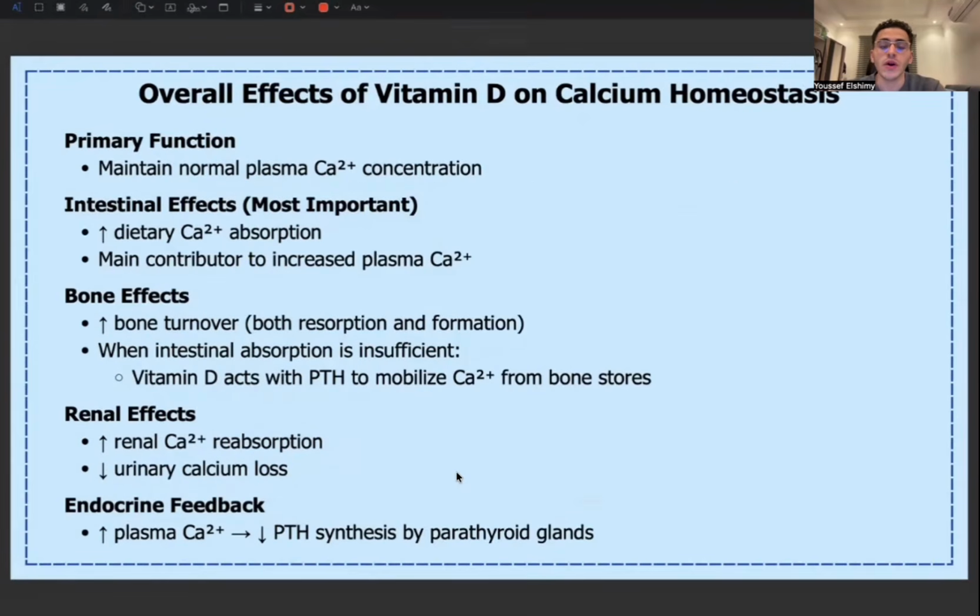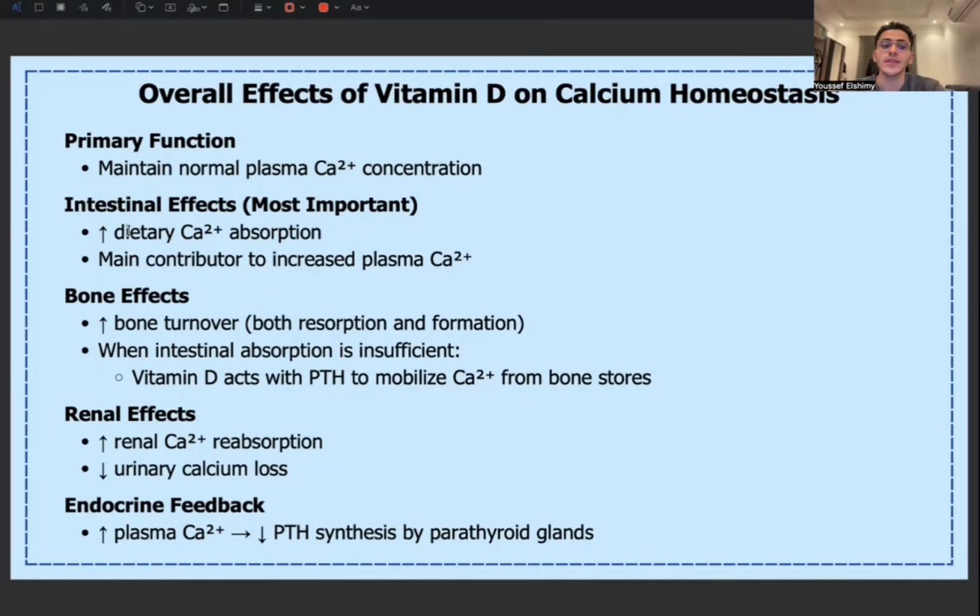Okay, so what are the overall effects of vitamin D? We mentioned that it is similar to PTH, but PTH has a faster response, while vitamin D has a longer response. What is the primary function of vitamin D? It maintains the normal plasma calcium concentration, and it has a lot of effects. It affects the intestines, which is the most important effect of vitamin D. It affects the bones, the renal system, and the endocrine system. Starting with the intestinal effects, which is the most important mechanism of vitamin D function.